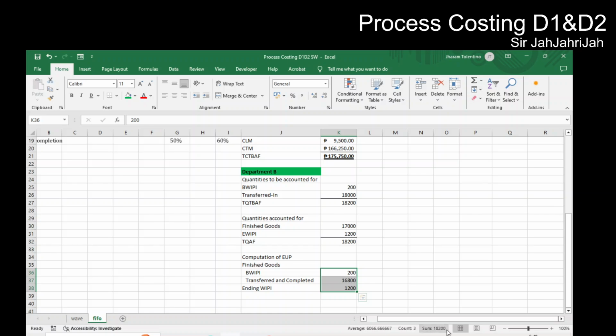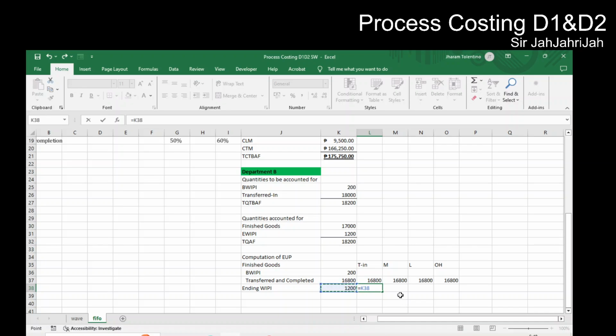Let's check. 18,200. Yes. And then we have to compute for the EUP of the transferred in materials, labor, and overhead. So let's say to compute all the 100%. Just copy this. That's 16,800. And then the ending work in process inventory is 60% complete. So all we need to do is to multiply 1,200 times 0.6, 720. So we have 720, 720, and then 720.